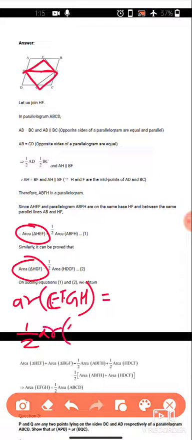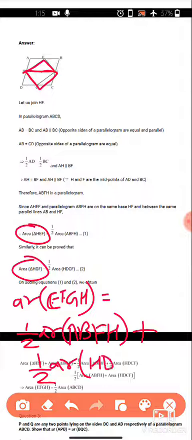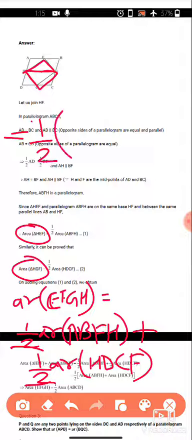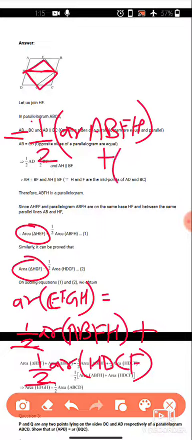area of ABFH plus half of area of HDCF. Okay, now this half and half is common in both, so we will take half common. So that is equal to half, and inside is left area of ABFH plus area of HDCF.